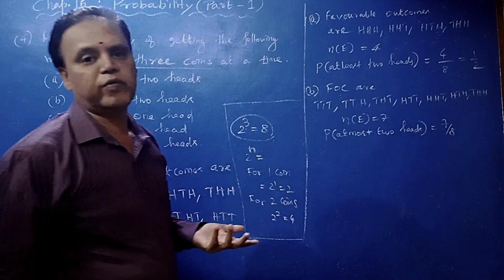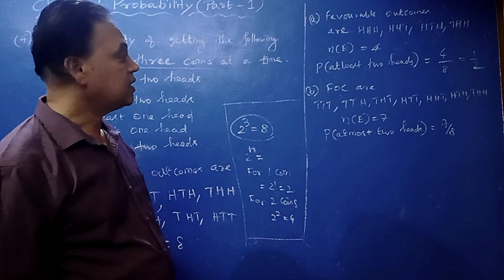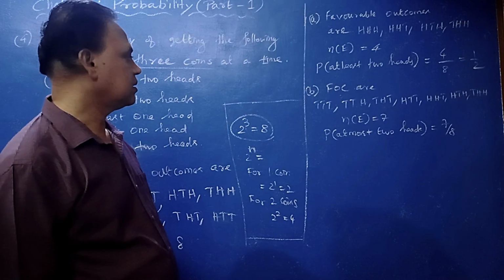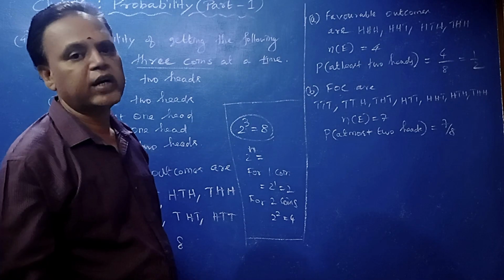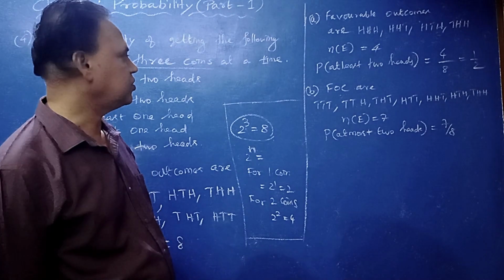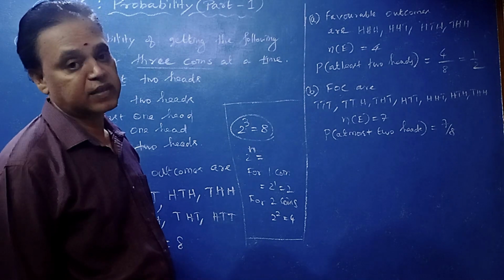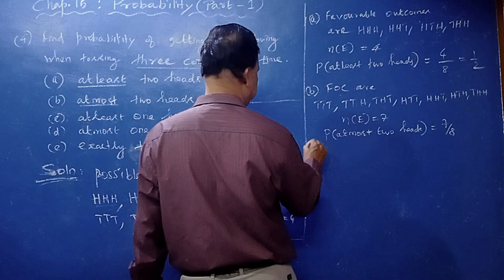Also, the value of probability is from 0 to 1 only. 7 by 8 is a fraction; as a decimal it will come as 0 point something. Clear? So, at most 2 heads means 0 head, 1 head, 2 heads. Maximum 2 heads, that is the meaning. That means 0 head is also possible. Right? Remember. Then C.